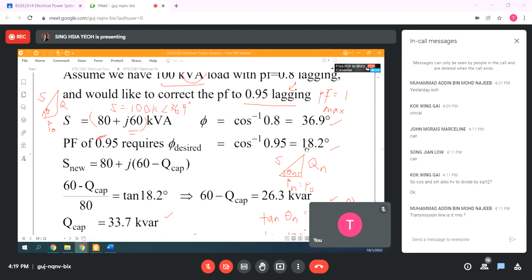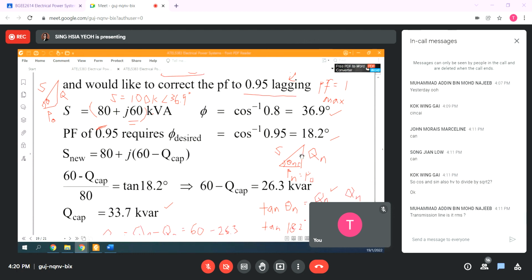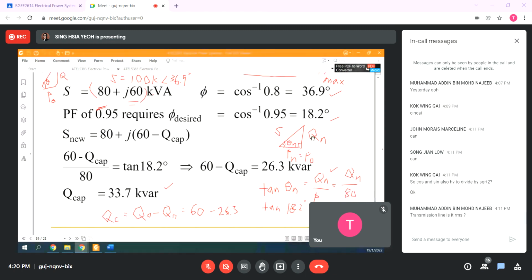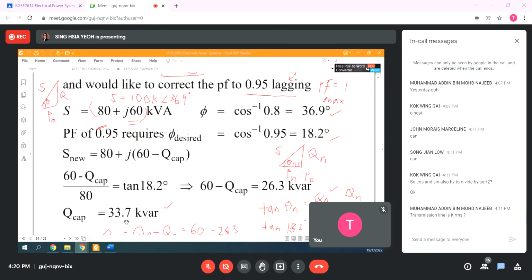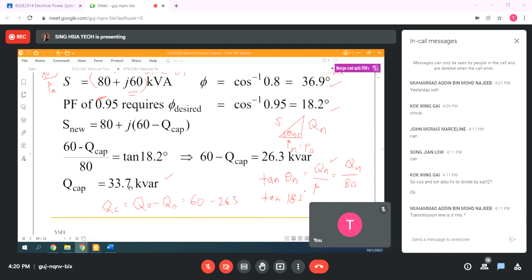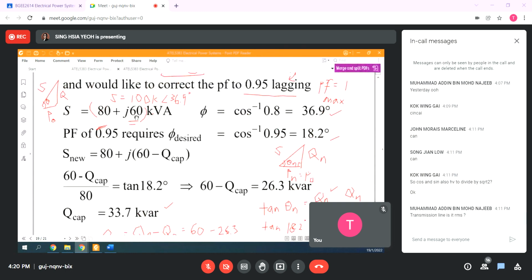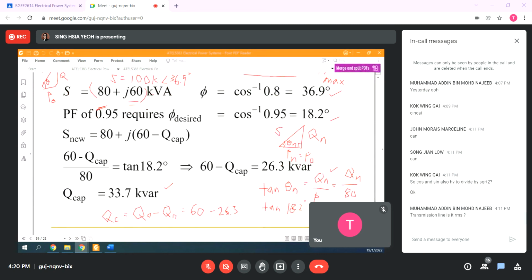This is a right angle triangle, so you can use tangent. Tangent theta new equals Q new over P new, and P new equals P0, the same. From here you get the Q new value. The capacitor will be the Q0 value minus the Q new value. Then you get the answer, 33.7.